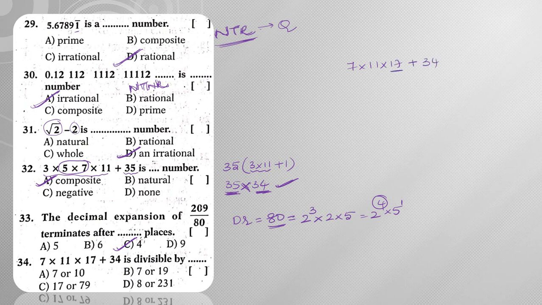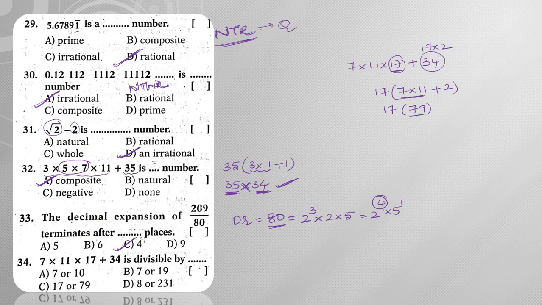Now amongst this I can take 17 from this also, so 34 I can write as 17 2s are 34. So I can take 17 as common from both the terms, then I can write 17 into 11 7s are 77 plus 2, which is 79, right? Now if you observe this, what about 79?